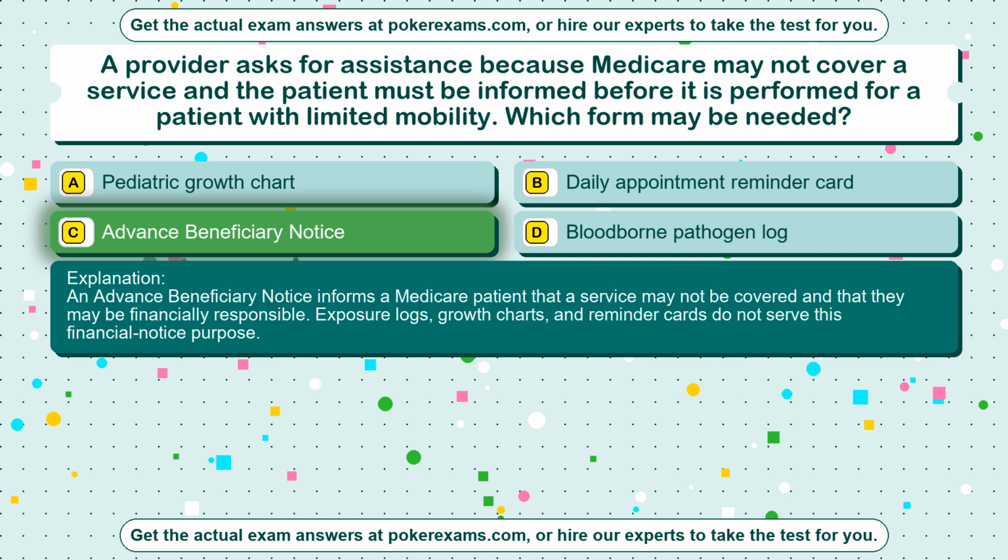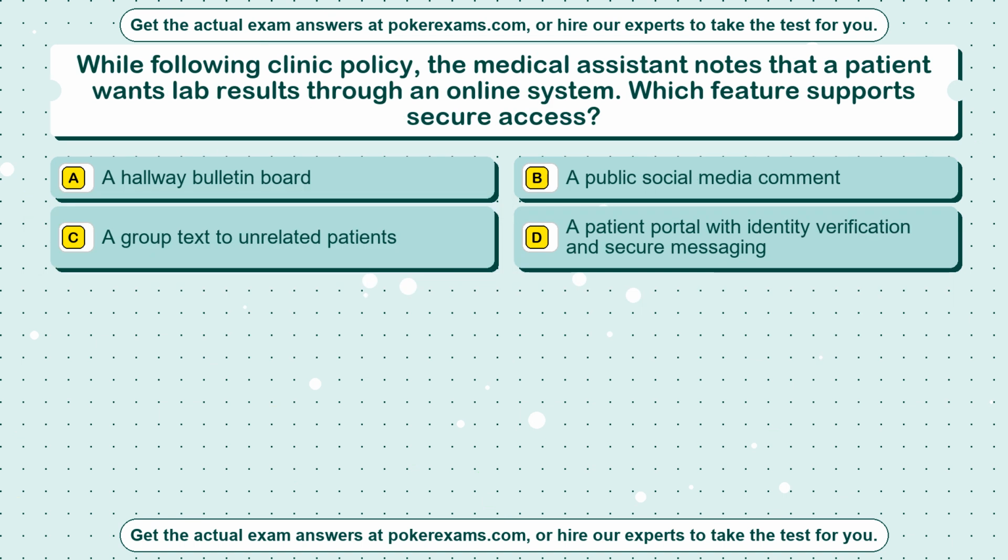An advance beneficiary notice informs a Medicare patient that a service may not be covered and that they may be financially responsible. Exposure logs, growth charts, and reminder cards do not serve this financial notice purpose. Question 65. While following clinic policy, the medical assistant notes that a patient wants lab results through an online system. Which feature supports secure access?